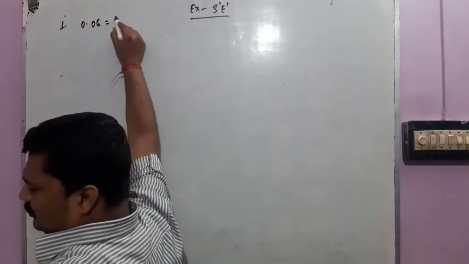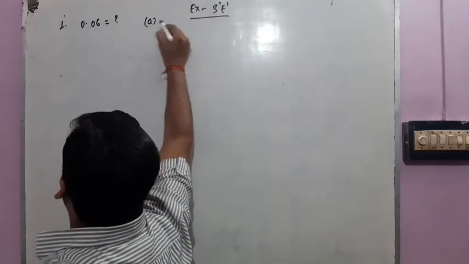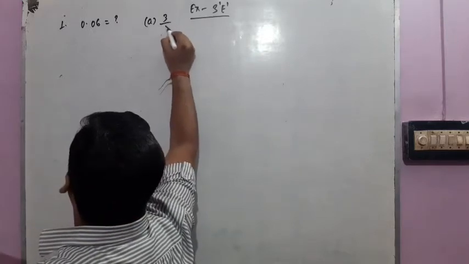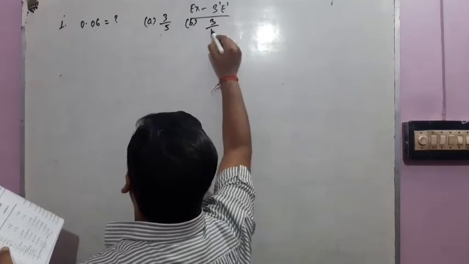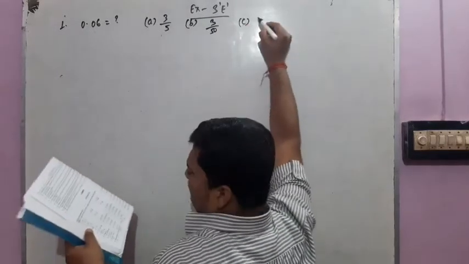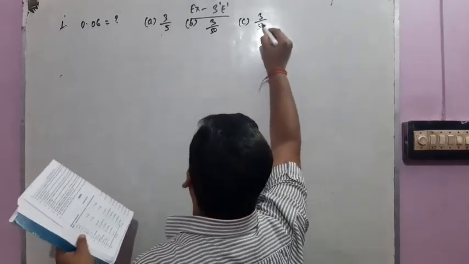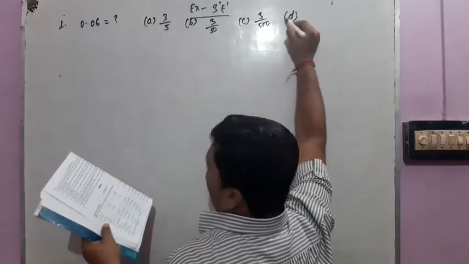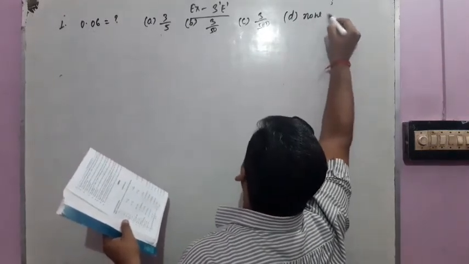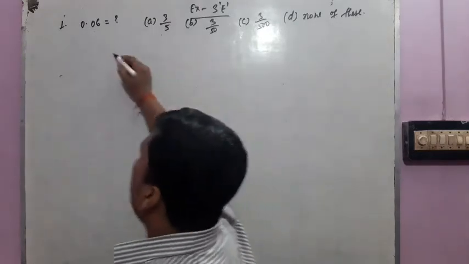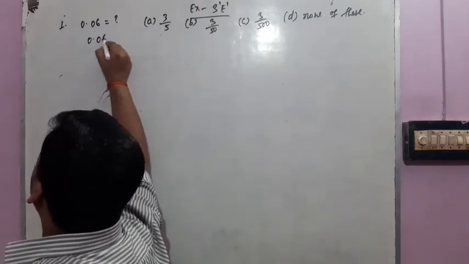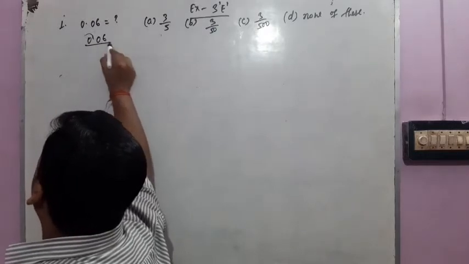0.06 is equal to what? The options are: A, 3 by 5; option B, 3 by 50; option C, 3 by 500; and option D, none of these.